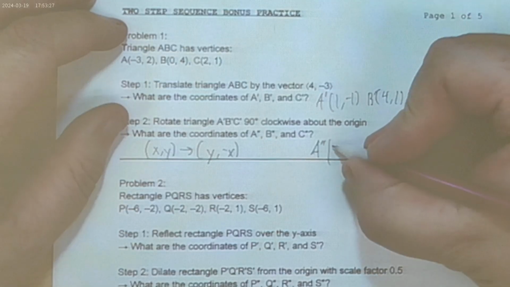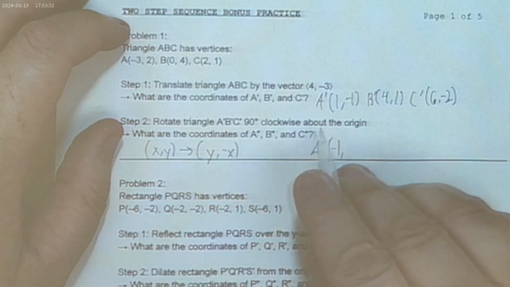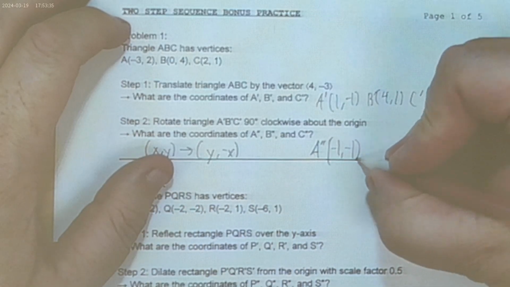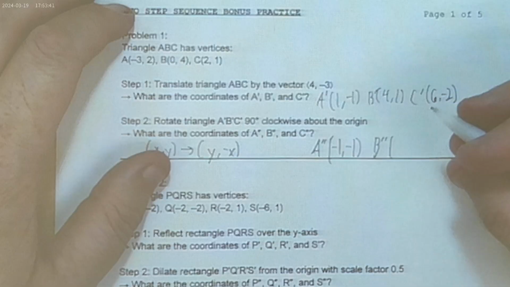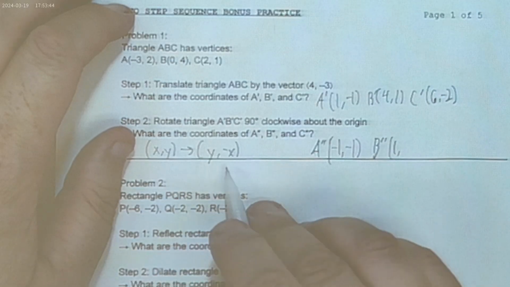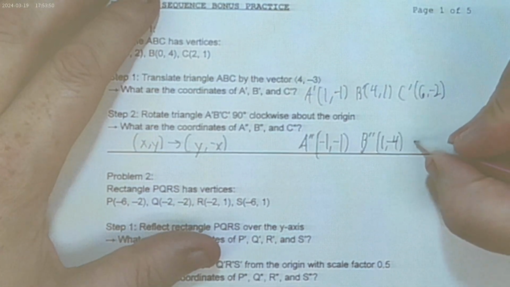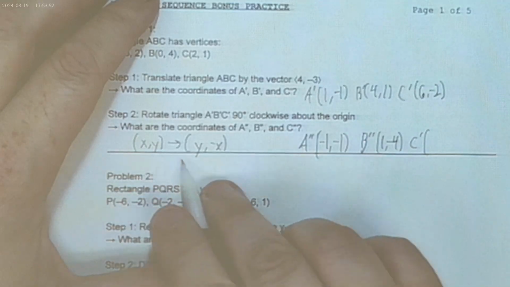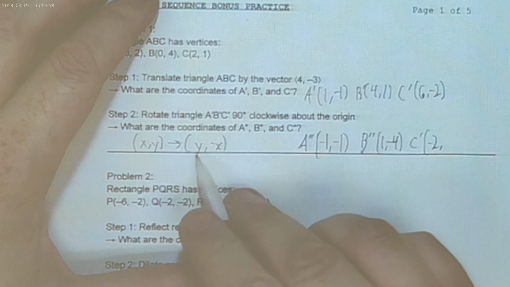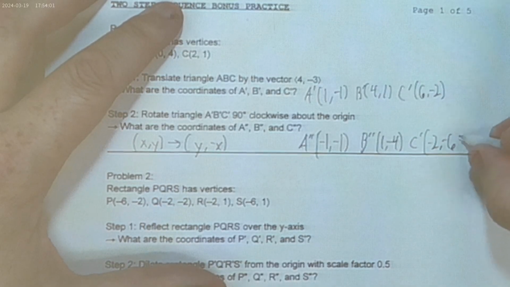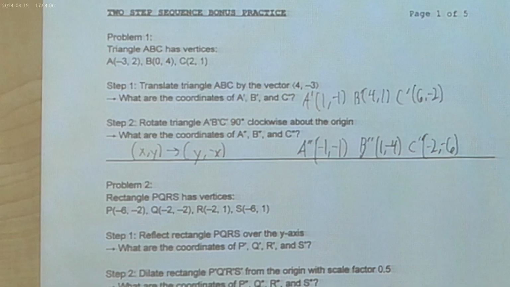A double prime. X becomes Y, so -1. Y becomes -X, so -1. All right. For B double prime, X becomes Y, so 1. Y becomes -X, so -4. And then finally C double prime, X becomes Y, so -2. And Y becomes -X, so -6. And so this would be your final answer with the 2-step transformations.